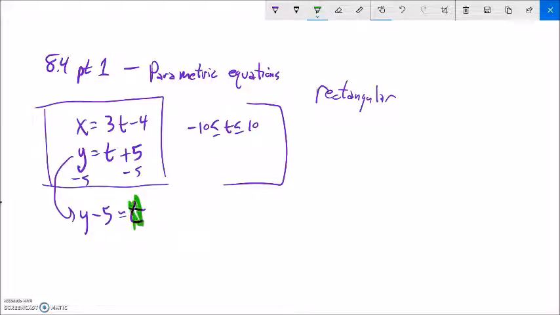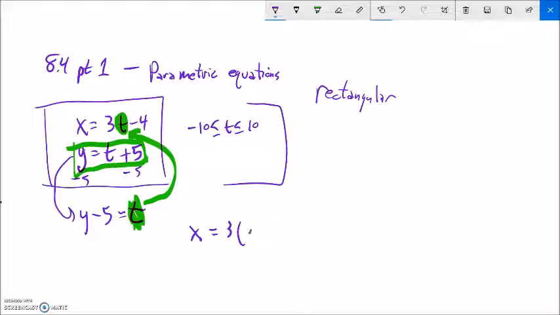And now if y minus 5 equals t, that means whenever there's a t, I can replace it with a y minus 5. I can do that substitution. So basically, I can solve one of these equations for t and then plug it into the other equation. Let me do that. So I'll rewrite this as x equals 3 times y minus 5. Again, notice what I did is that's my t value, 3t minus 4. I just plugged that in for it. Now, you could leave it in this form. I'm okay with that. If you just leave it in that form, you don't need to manipulate it or anything.